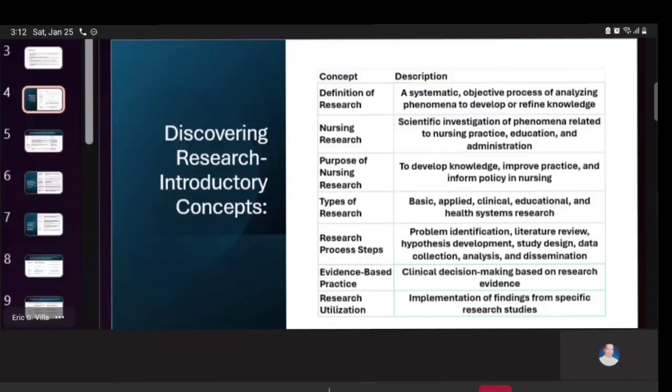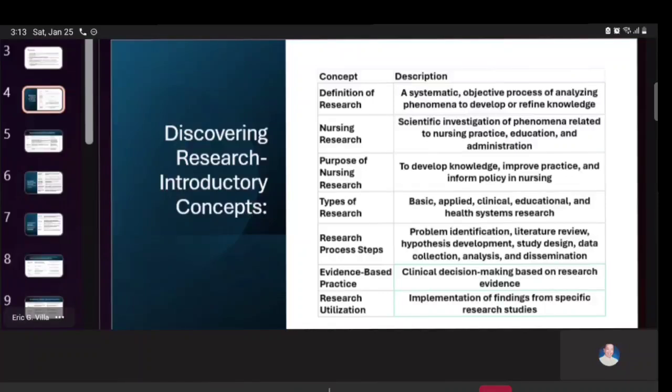We have such a thing as evidence-based practice, and this is a cornerstone of modern nursing. It involves making clinical decisions based on the best available research evidence, clinical expertise, and patients' preferences. Nursing students should learn to integrate research findings into their practice, a skill that will be very valuable throughout our careers. That is our evidence-based practice.